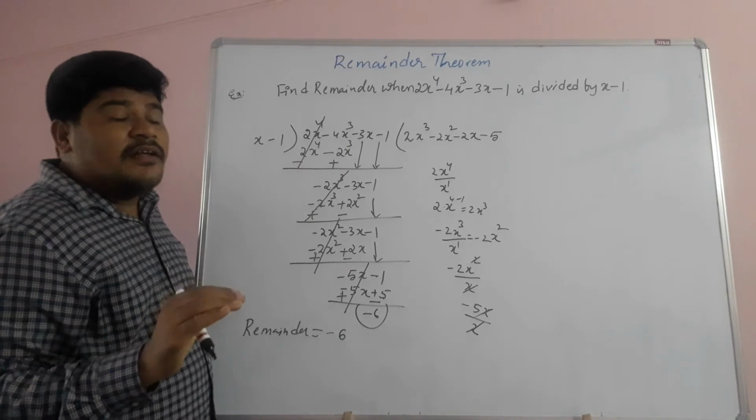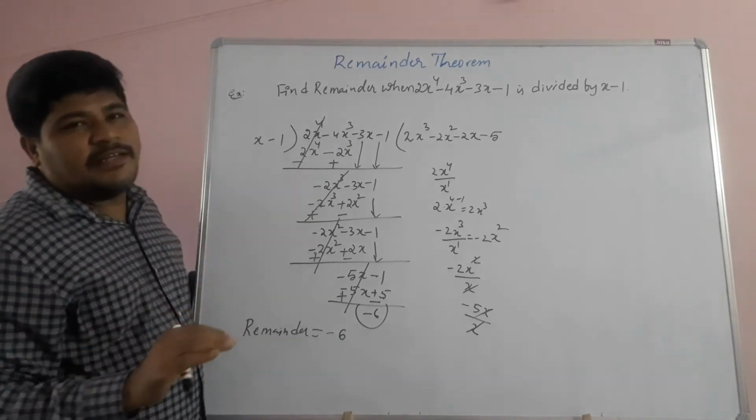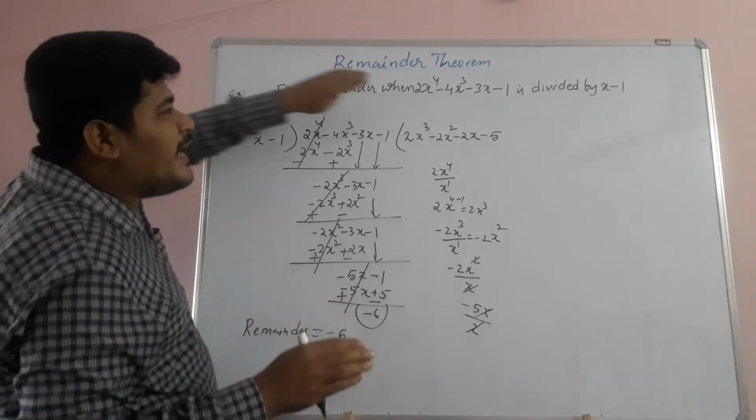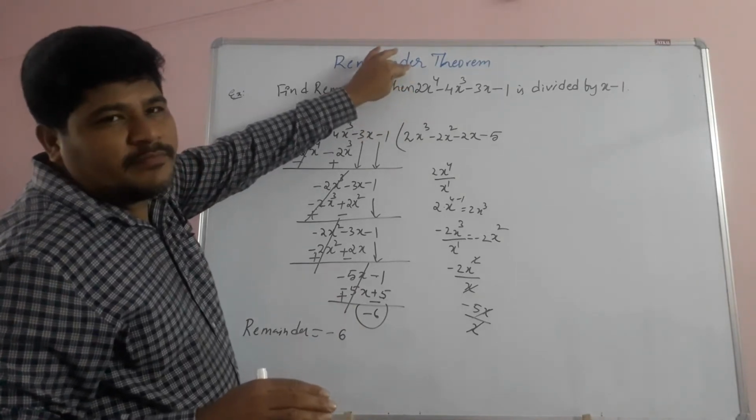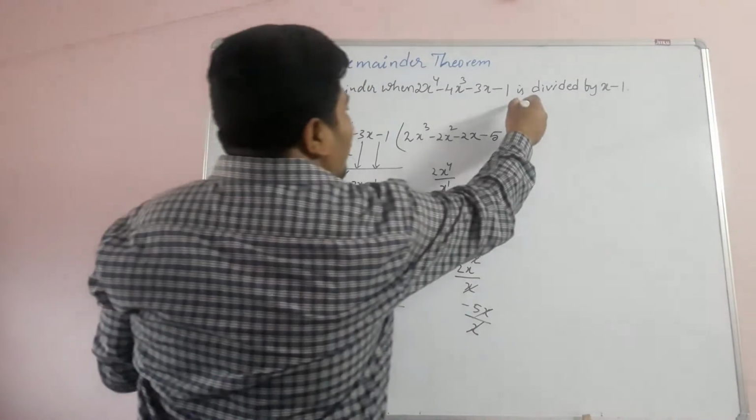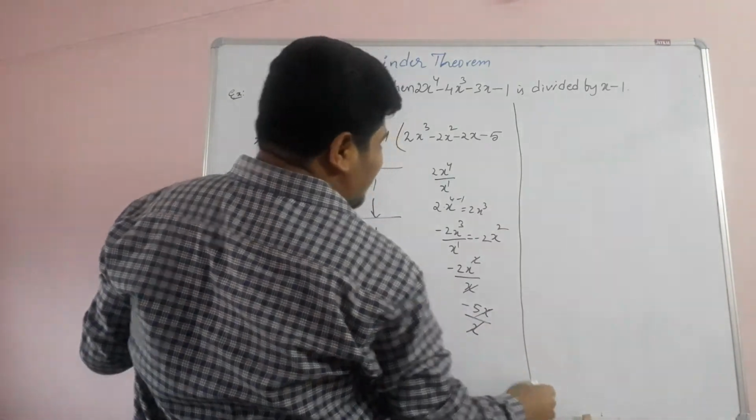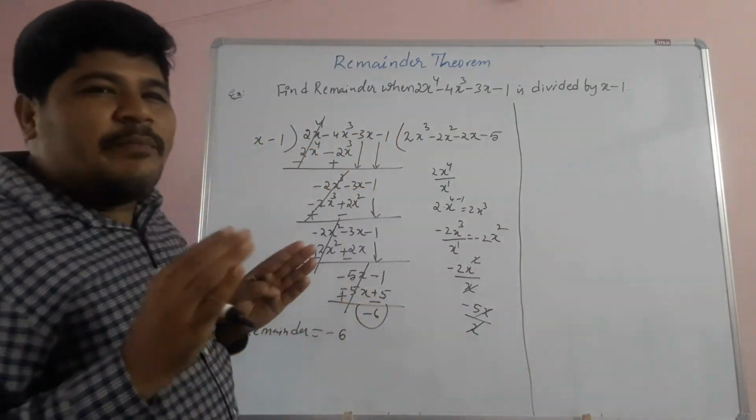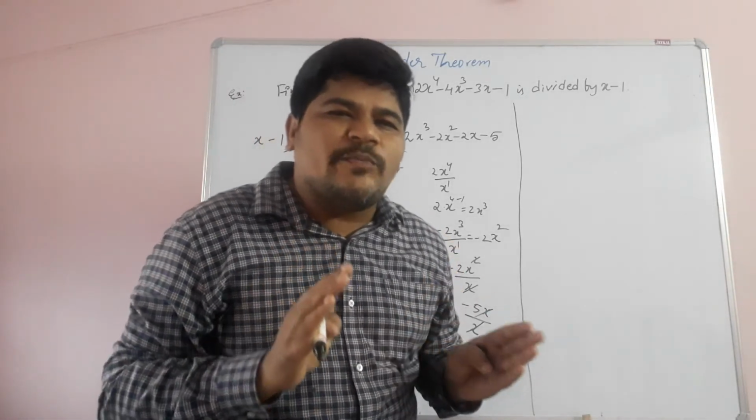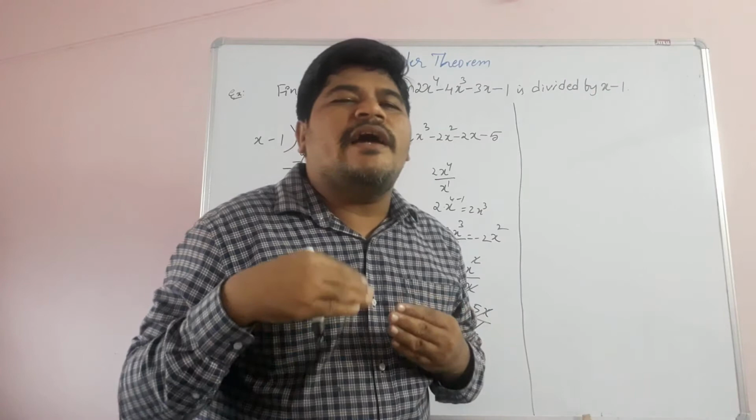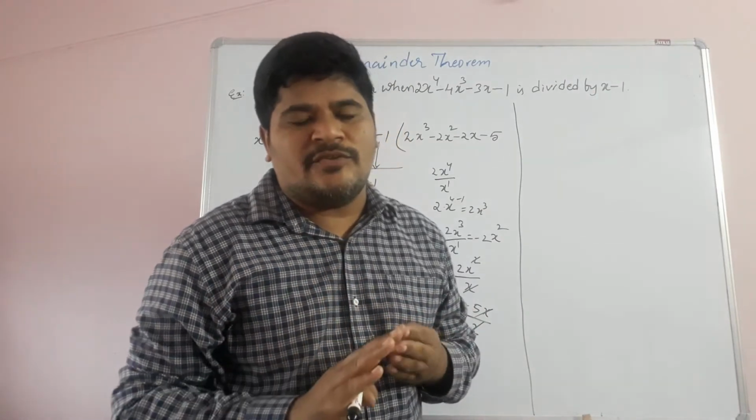So children, according to the remainder theorem, now we will find the remainder with the help of the remainder theorem. What is the remainder theorem? Once again we will recall. If polynomial p of x is divided by linear polynomial x minus a, then the remainder is p of a.